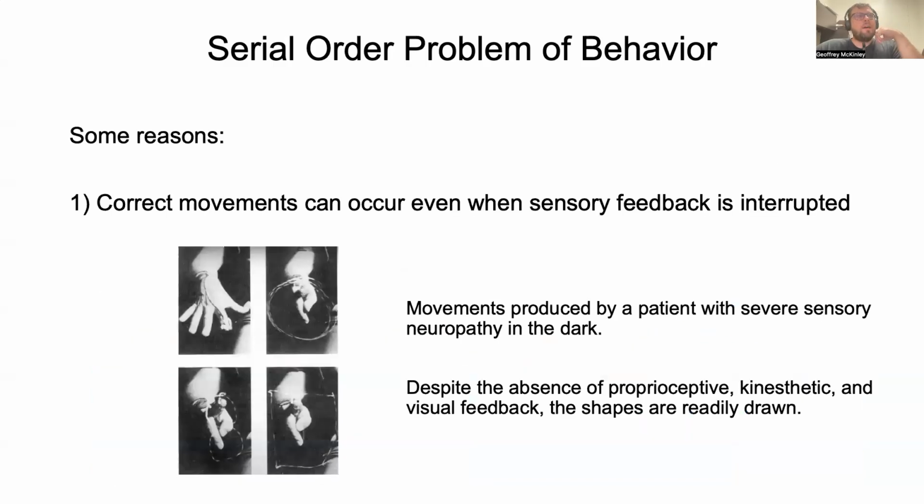Okay. Some of the reasons for this were that correct movements can occur even when sensory feedback is interrupted. Patients who can't feel because of spinal cord damage can still carry out a sequence of movements. This is a picture of people with spinal cord damage who could not feel the muscles in their hand, and they were in a dark room, right? So they had severe sensory neuropathy.